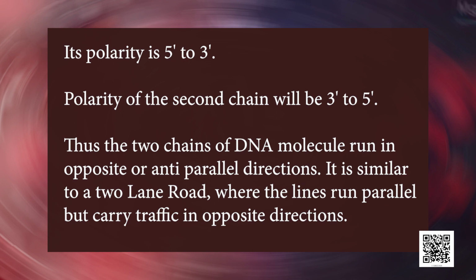It is similar to a two-lane road where the lines run parallel but they carry traffic in opposite directions. The two nucleotide chains of DNA molecules are not identical but complementary to each other with respect to base pairs. Base pair refers to two bases, one in each chain of the DNA molecule, joined with the help of hydrogen bonds. A base pair must consist of a purine and pyrimidine.